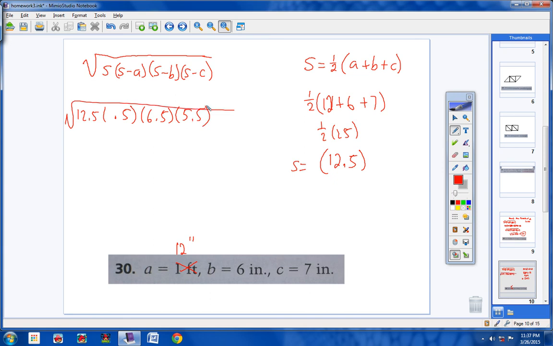Let me grab my calculator real quick here. 12.5 times 0.5 times 6.5 times 5.5. We get the square root of 223.4375. And so the square root of that would be 14.94, or 14.9 would be acceptable. 14.9. Okay, moving on to the next problem.